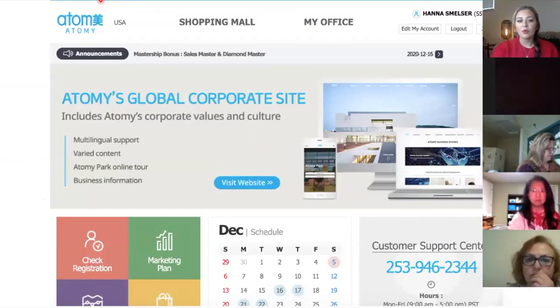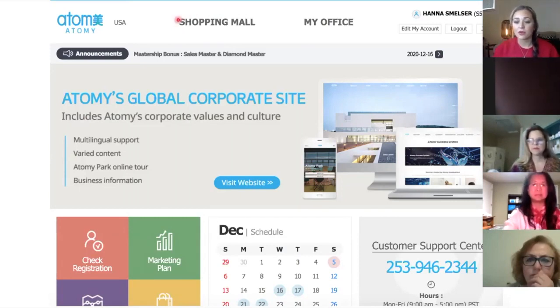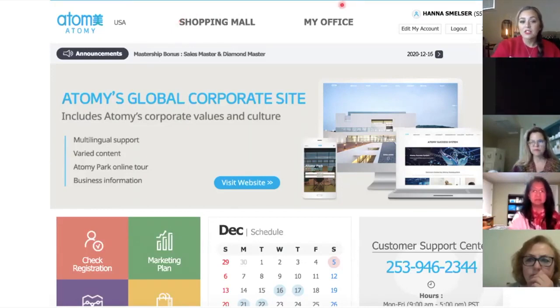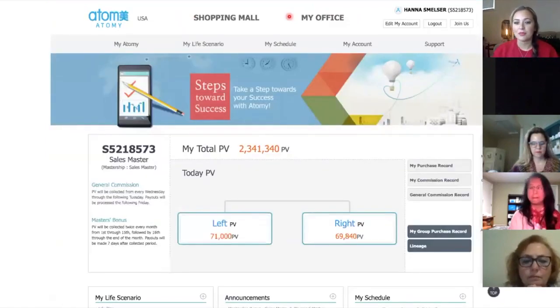And a few weeks ago, we talked all about this tab right here, shopping mall, right? When you click that tab, it will allow you to see all of the products. You can purchase products there. You can view ingredients. Really great information about our wonderful Atomy products. But today, we are going to talk about what happens when you press this tab right here. It says My Office. When you click that tab, it is going to pull up this screen.